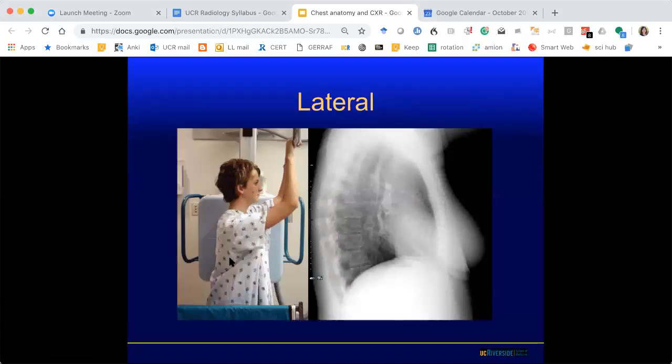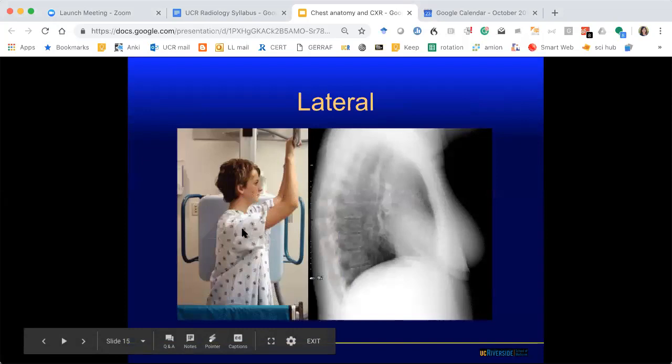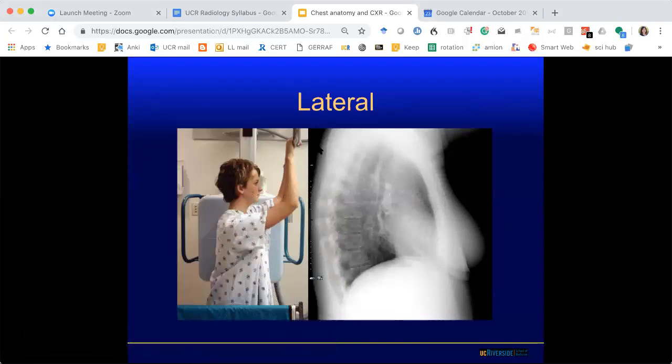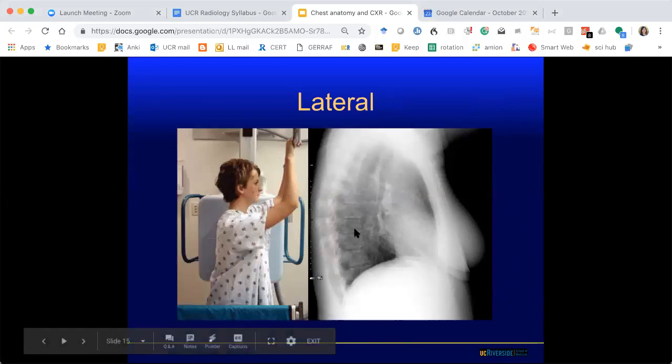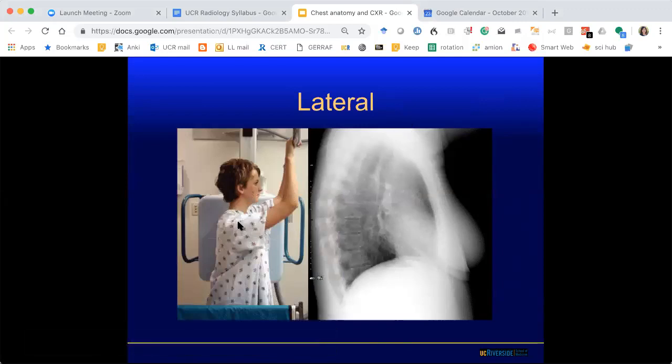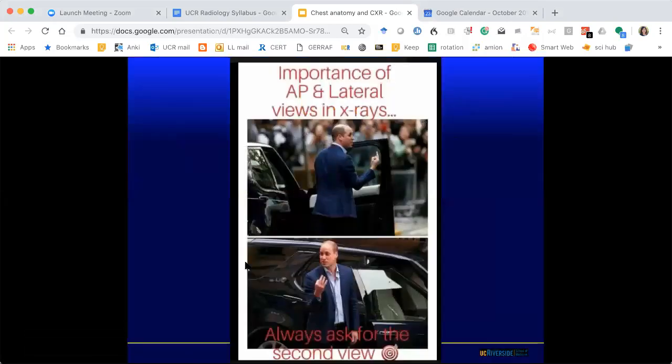So here, the patient is on the lateral, arms up and over, because if you have arms within the field, it'll obstruct the field of view. The patient takes a deep inspiration, and then the radiograph is captured.